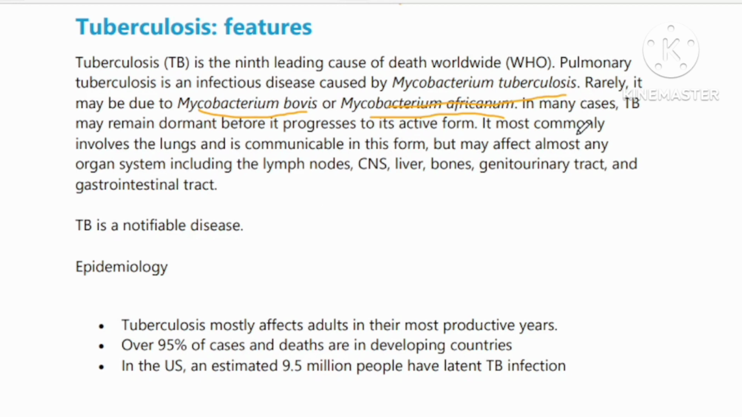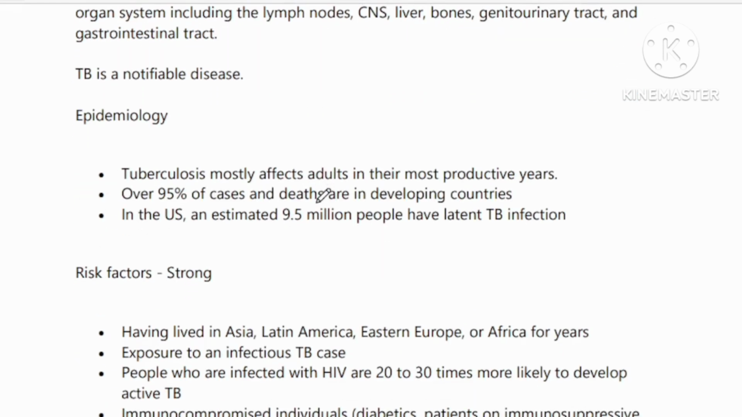but may affect almost any organ system, including lymph nodes, CNS, liver, bones, genitourinary tract, and gastrointestinal tract. But TB doesn't involve myocardium, skeletal muscle, thyroid, cornea, nails, and hair. So this is the extra point. TB is a notifiable disease.